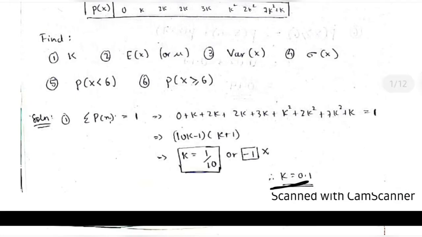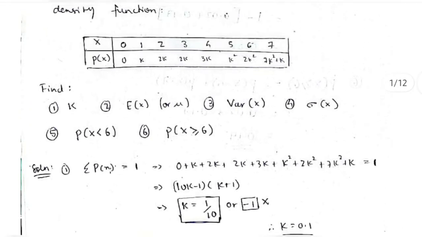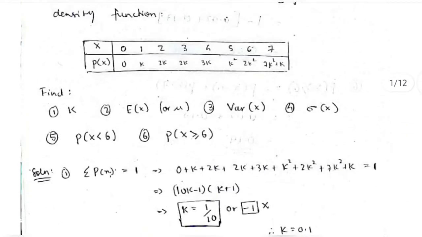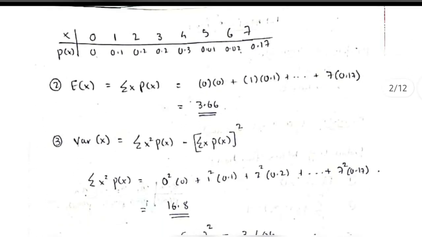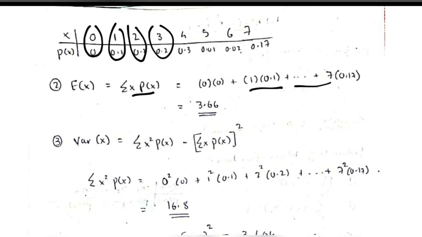Okay. After getting the k value, I'll substitute the k value here and find out the original probabilities. Okay. So these are the probabilities here after multiplying with k, and by using this we can find out the next one, which is mean. Okay, E of x is also called the mean. Okay, to find out the mean, we'll multiply x with p of x. What is this? Multiply 0 with 0 plus 1 into 0.1 plus 2 into 0.2 plus 3 into 0.2, like that till 7 into 0.17. Add all of those terms, you'll get the mean.